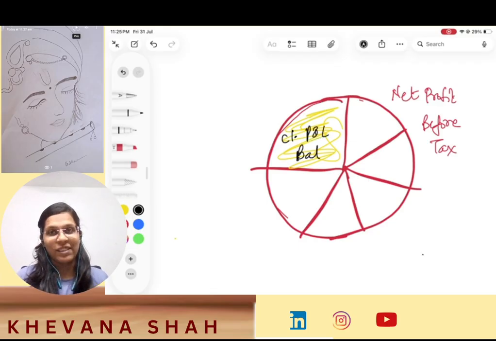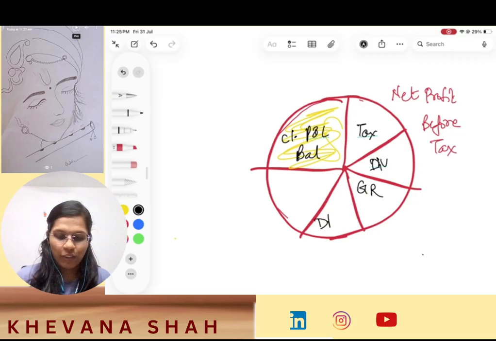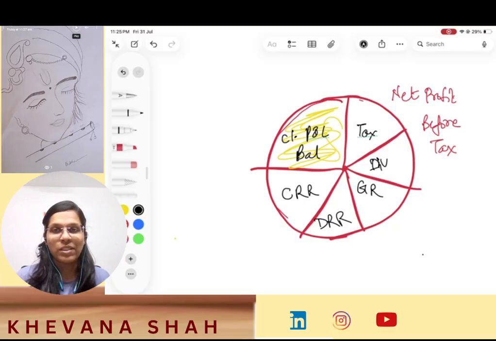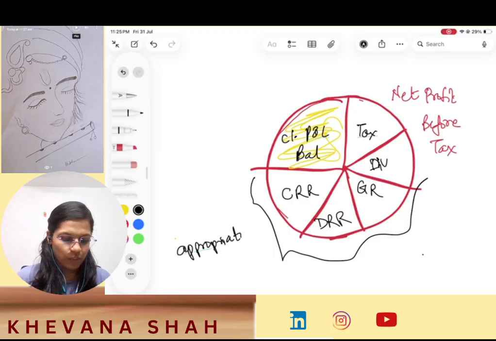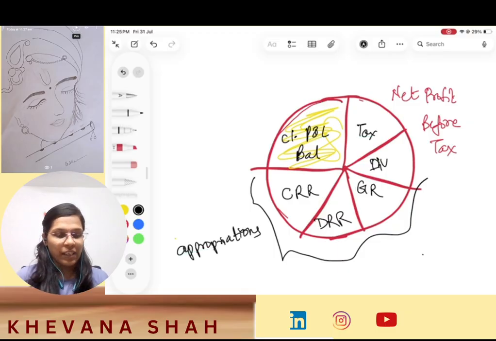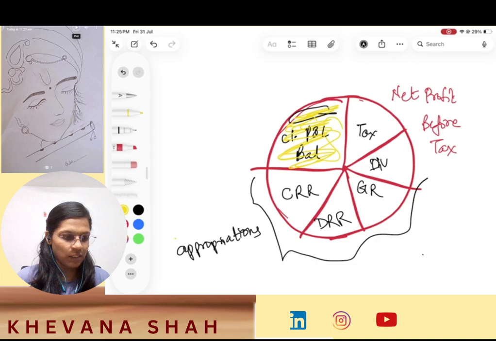Now, where did the other slices go? This is your tax, this is your dividend, then you have your general reserve, then you have your debenture redemption reserve or capital redemption reserve. Both are created from profits. These are all called appropriations. Okay, they were taken out of the profit, so they are missing from your closing P&L balance.